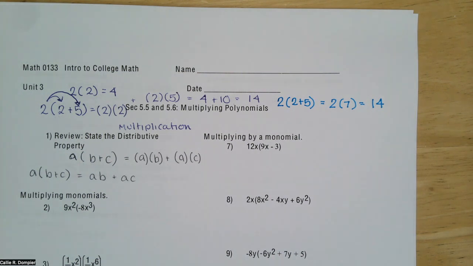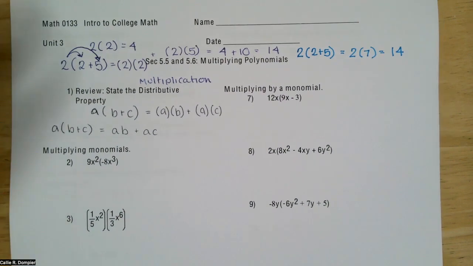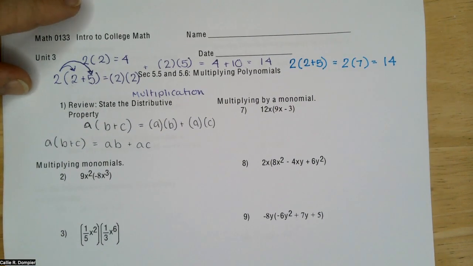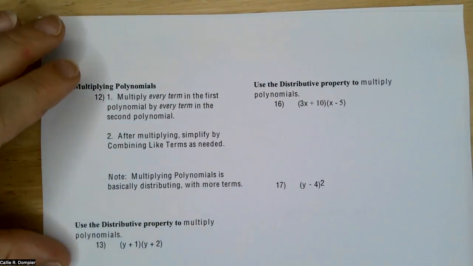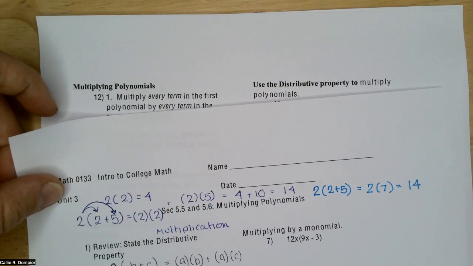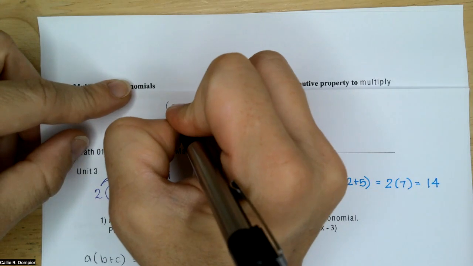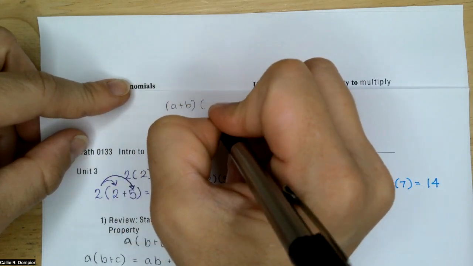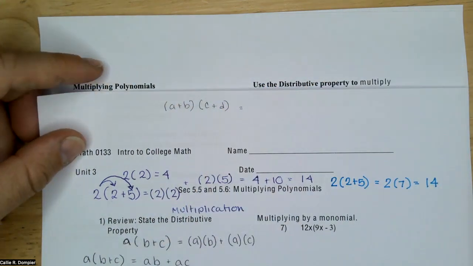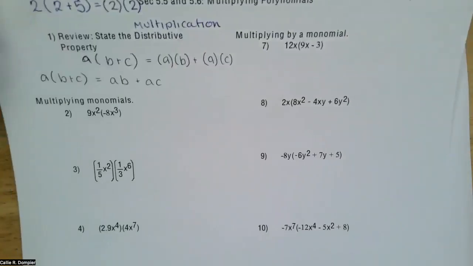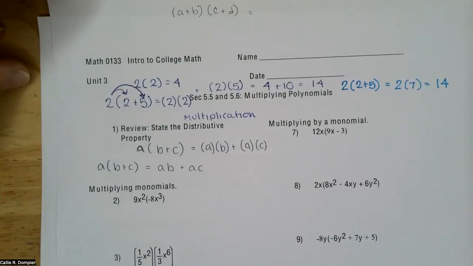Good? Okay. So we're going to use the distributive property to multiply monomials. And then we will go on to multiplying polynomials. Multiplying polynomials is just going to be more like A plus B multiplied by C plus D. That would be a polynomial multiplied by a polynomial. This would just be a monomial times a monomial. Good.